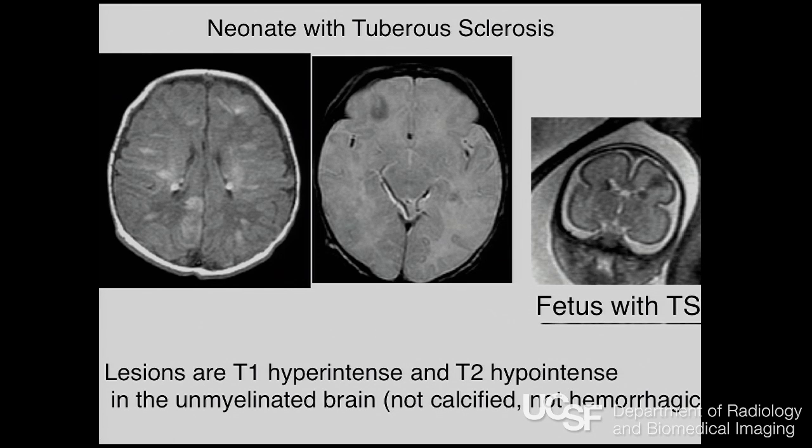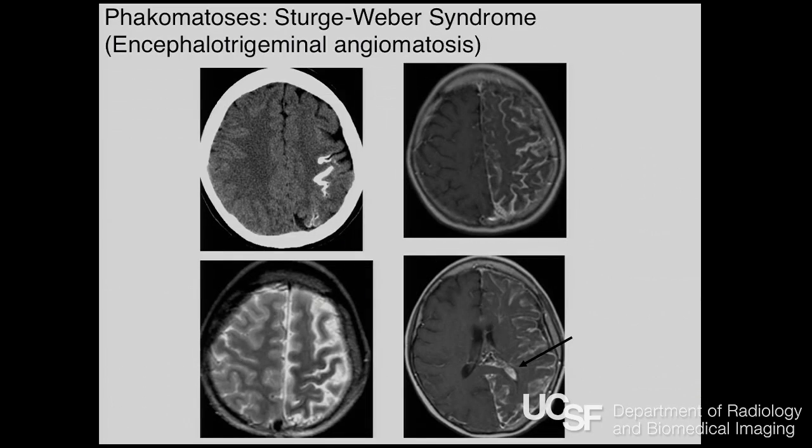This is a neonate with tuberous sclerosis where the brain is not myelinated, only to show you that the intensity of lesions in the unmyelinated brain is essentially, you can think of it as, opposite to the intensity of the lesions in a myelinated brain. So this is a T1 weighted image here, a T2 weighted image here in a term neonate, and a fetal T2 weighted image. This child has TS, this fetus has TS. And you can see that the lesions look bright on T1 and dark on T2. This is because of their signal intensity compared to the unmyelinated brain. It's not because of hemorrhage, and it's not because of calcification.